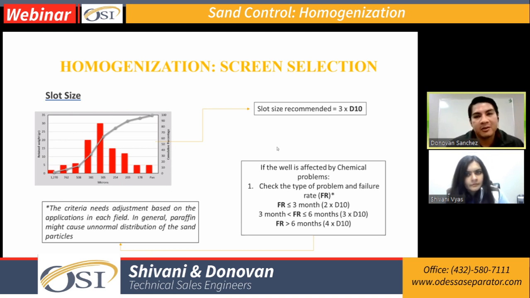So generally, if we're going in blind, we don't really have too much data. We'll just say 3 times D10. That means we will choose a slot size of cumulative percentage of 30% because, as Shivani said earlier, we're not really trying to filter out everything because then that just creates more problems. So right here, we will just try and filter out 30%.